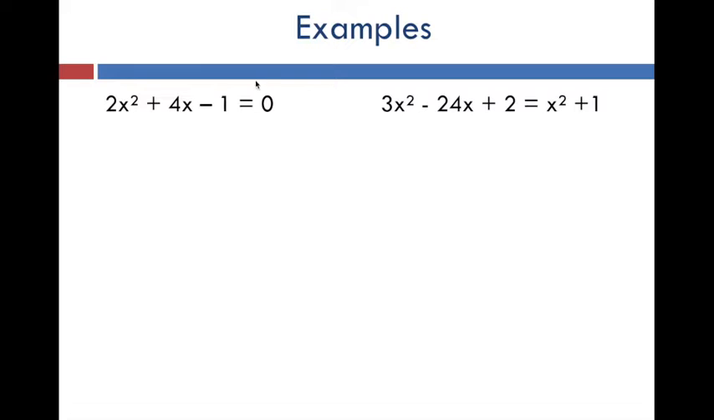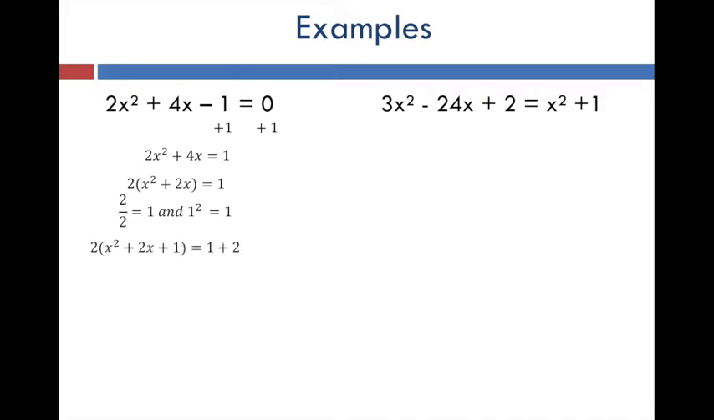Okay, so I need to get this in the form of ax squared plus bx equals c. So I'm going to add 1 to both sides. Now I need to factor out the a. So I'm going to divide by 2. Now I'm going to take half of b and square it and add that number to both sides. So here I'm adding 1 to the left side, but it technically is 2 times 1, so I'm going to add 2 to the right side.